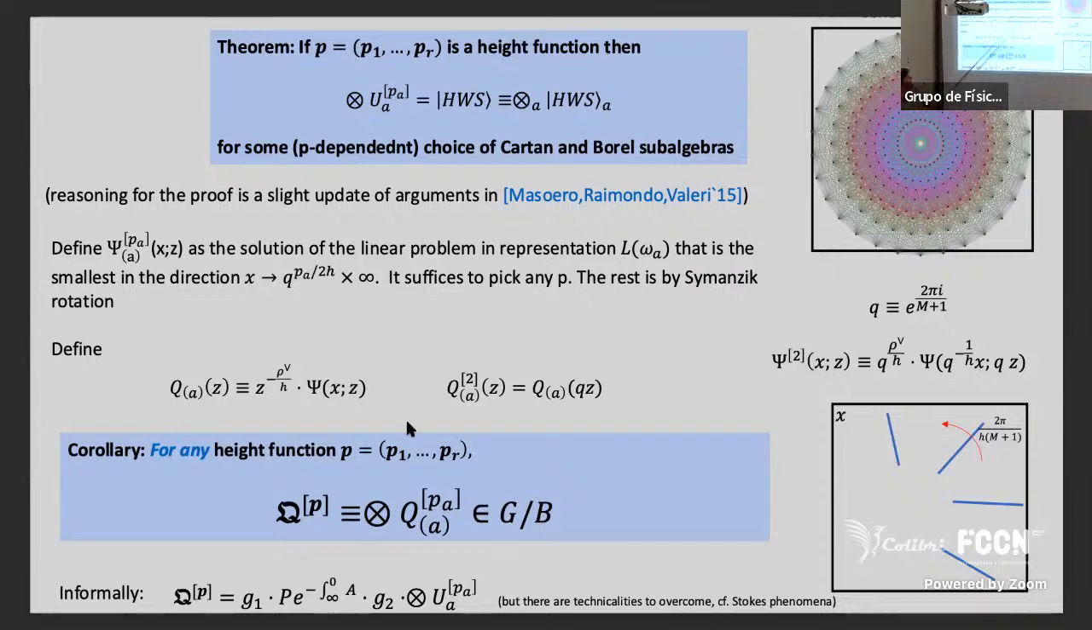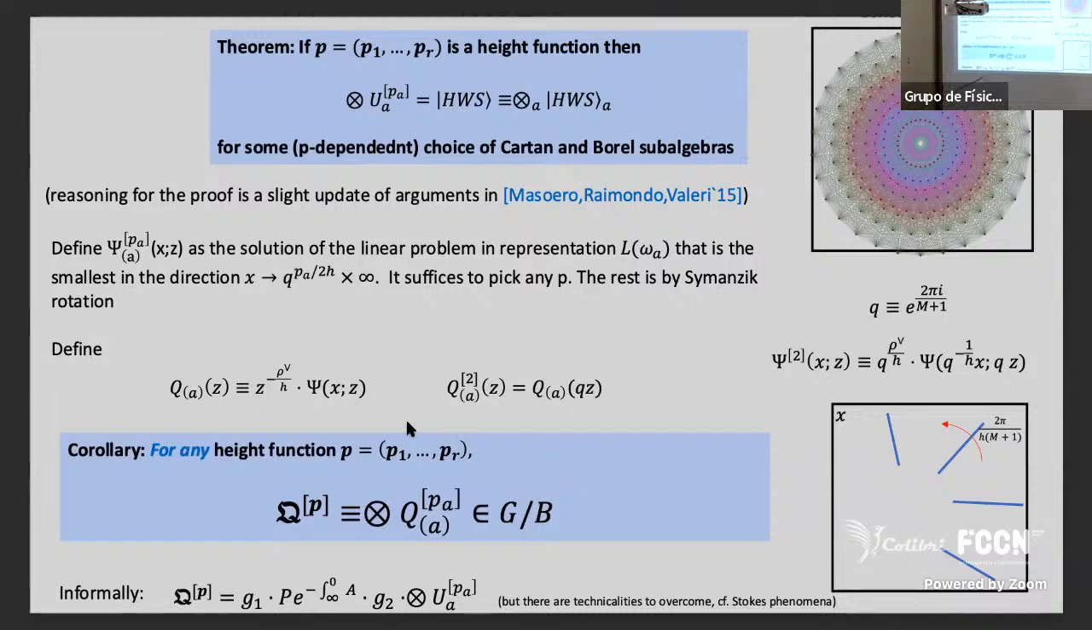And a corollary of this statement, which has some subtlety when you prove it, it's not obvious, not immediate. There is some resurgence playing a role, but more or less it's possible to do. So for any height function, if you take the tensor product of the Q function shifted by P, which we denote Gothic Q shifted by height function P, it actually belongs to this maximal flag manifold.